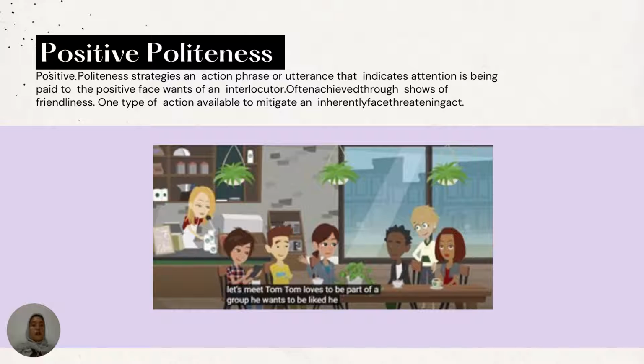The next, positive politeness. Positive politeness strategy are actions, verbs or utterances that indicate attention is being paid to the positive face wants of an interlocutor, often achieved through shows of solidarity. One type of action available to mitigate an inherently face threatening act.